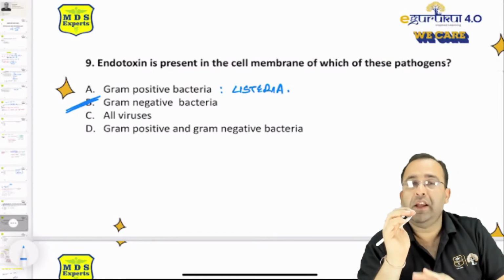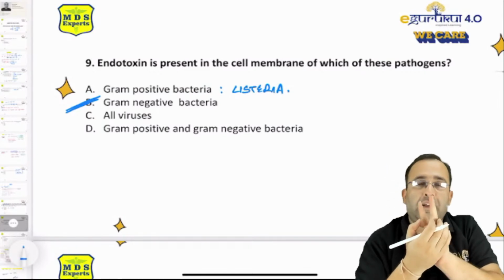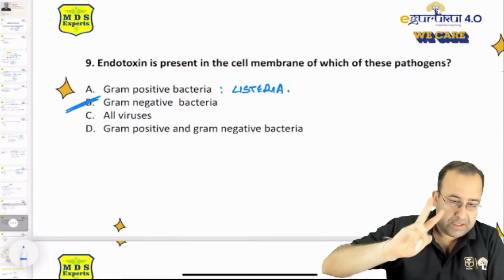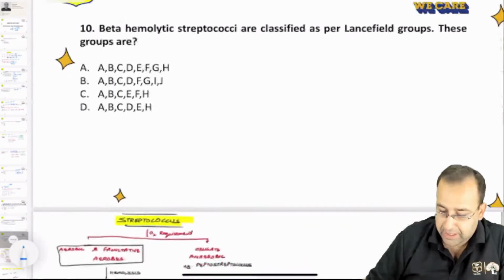So still in this question, the best answer will be B. That is, endotoxins are secreted by gram-negative bacteria. Please don't go for both. The best answer in this case is B. B for Bombay. B. Next question.